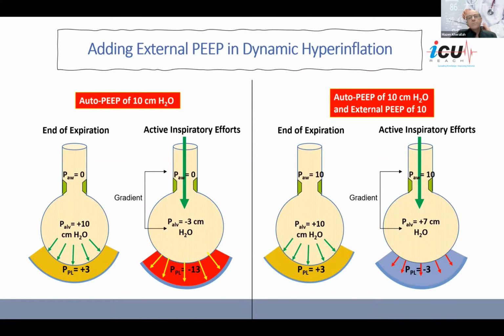This way, what did we do? We were able to help the patient generate less pressure to trigger the ventilator, or generate less pressure to inhale. So if he's on spontaneous breathing, he doesn't have to drop the pressure to -13 in order to get that gradient of 3 centimeters of water. All he needs to do is drop the pressure to 7 centimeters of water in order to generate the gradient and then inspiratory flow.